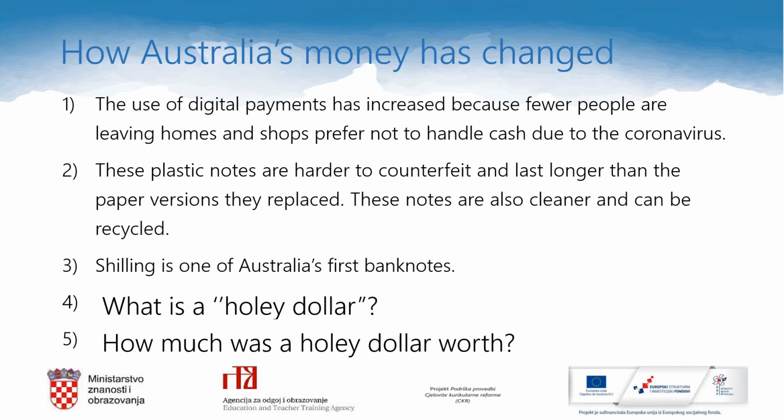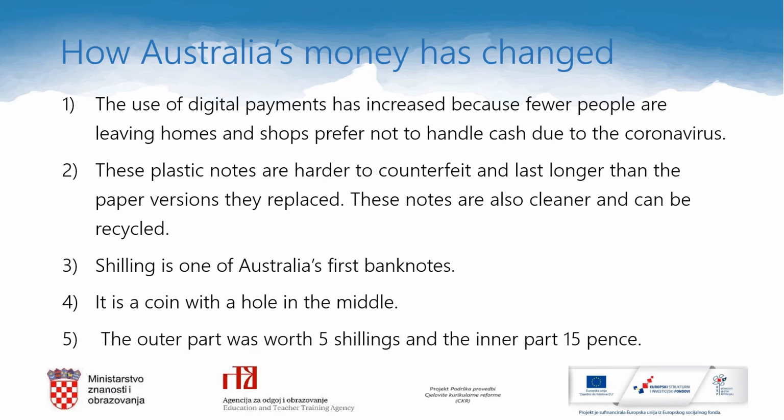What is a holy dollar? It is a coin with a hole in the middle. And how much was a holy dollar worth? The outer part was worth 5 shillings and the inner part 15 pence.